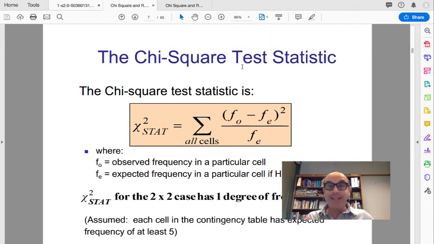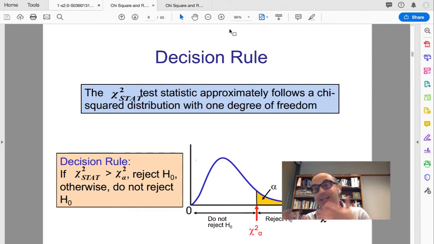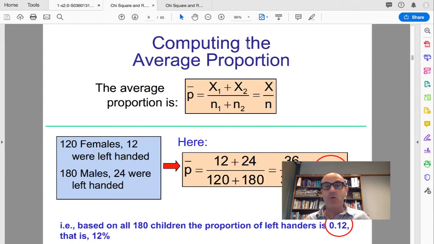So basically, the chi-square is built for your hypothesis statement in order for you to test if your hypothesis is correct or not. The idea here is that x squared for the 2 by 2 case has 1 degree of freedom, and we talked about degrees of freedom in the previous modules. In this case we are able to see where we accept or reject the null hypothesis, and how we do that with regard to the rule that says bigger or smaller than x squared. So this is where we are at with regard to the decision issue. How do we compute the average proportion?